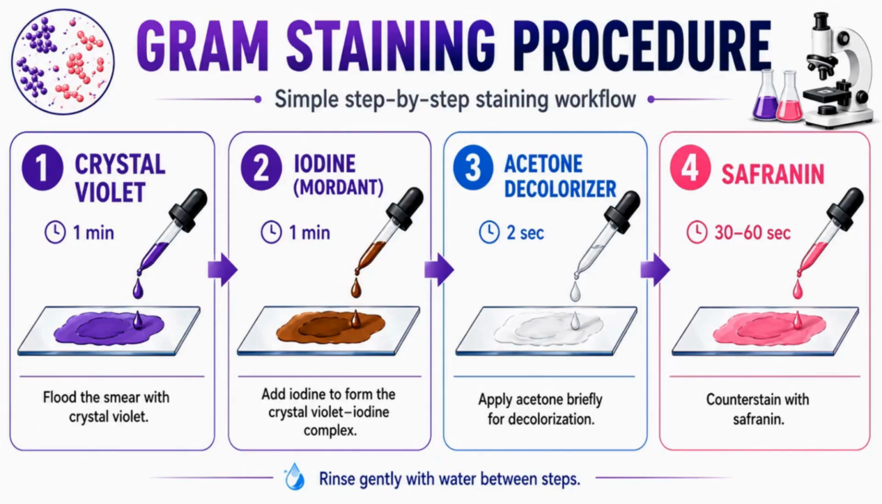The fourth and the final step is the counterstaining, which is mainly done by safranin, and it is done for 30 to 60 seconds. So it imparts a pink or red color to the gram-negative bacteria.